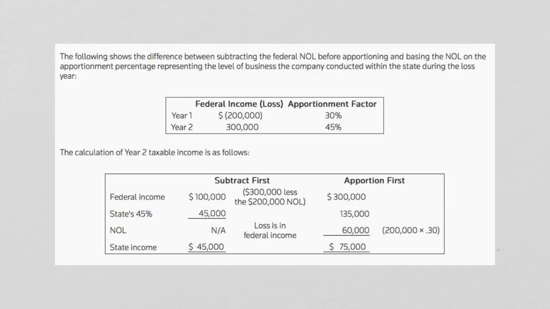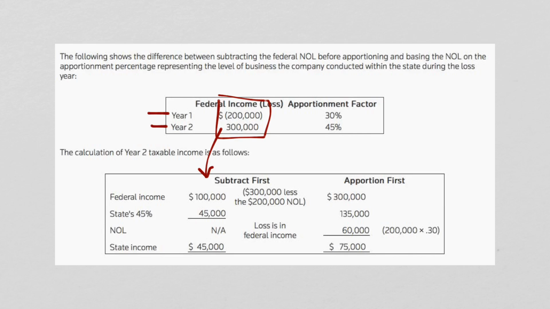Okay, we're back for round two of this NOL illustration. Again, the facts were the federal return had a loss in year one, income the next year. The federal allows this to be netted. And in our first state illustration, we're going to say it's a state that starts off with the following law.